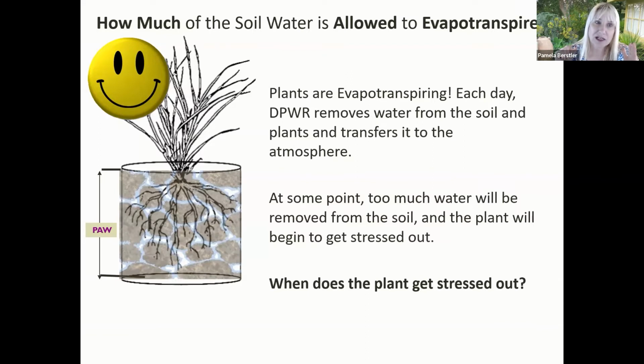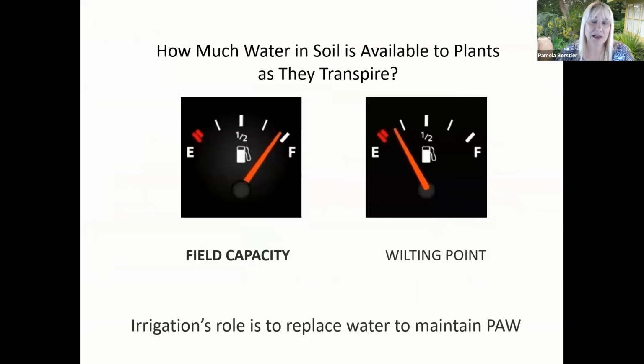When does the plant get stressed out? How do we keep it from getting stressed out? Because we want this plant to be growing optimally. We want it to have enough water to continue to grow and not have to go through a cycle of stress necessarily. So there are rules, irrigation rules, but then there's also art, and it really comes down to how you want to manage the landscape as to how much water you're going to allow to evapotranspire.